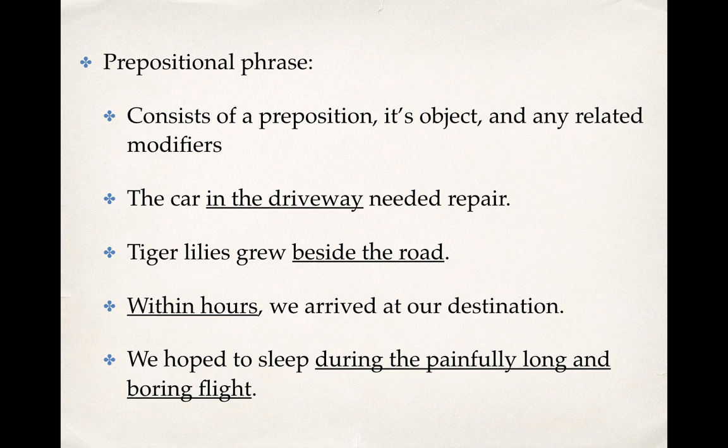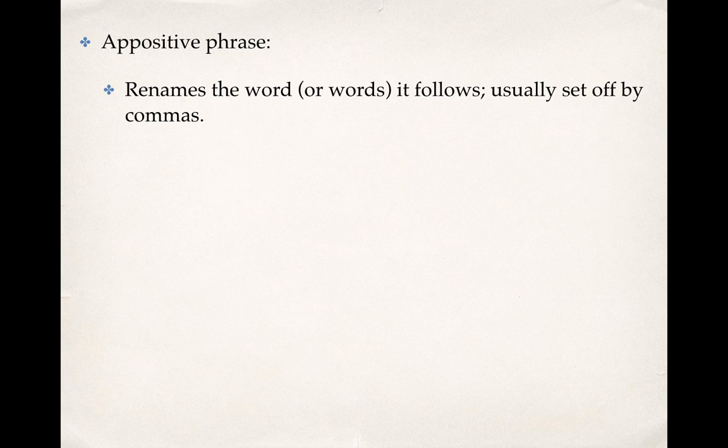All right, so that's phrase 1. The second type of phrase you'll need to recognize is called an appositive phrase. And again, I think we've discussed this a little bit in passing, what an appositive is. And an appositive phrase renames the word or words it follows, and an appositive phrase is usually set off by commas. So they are really easy to recognize.